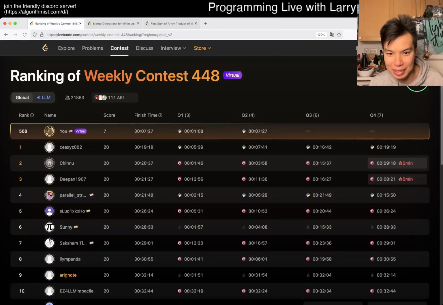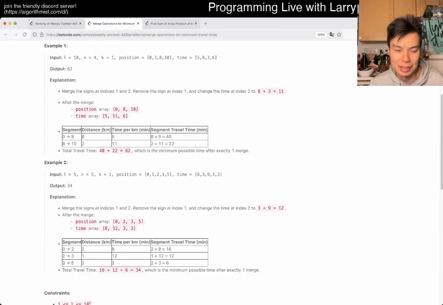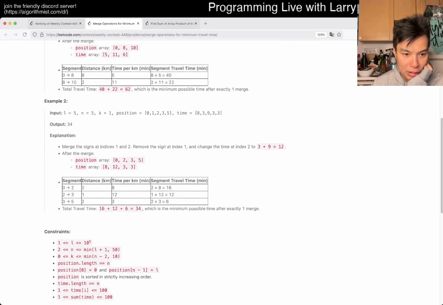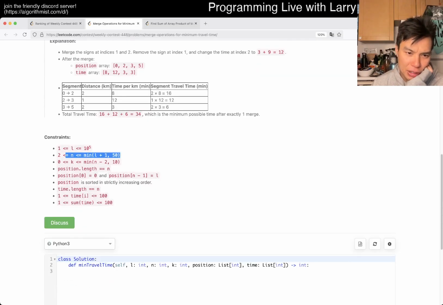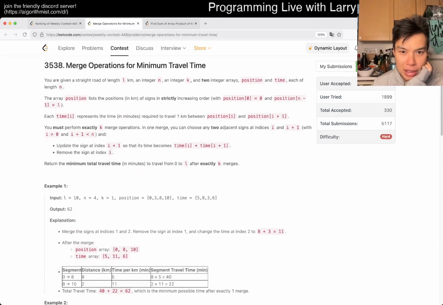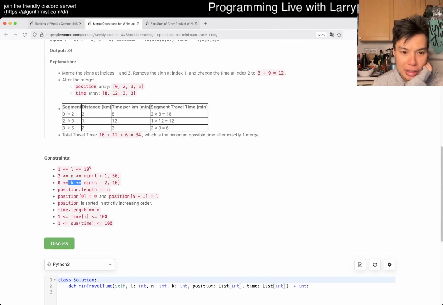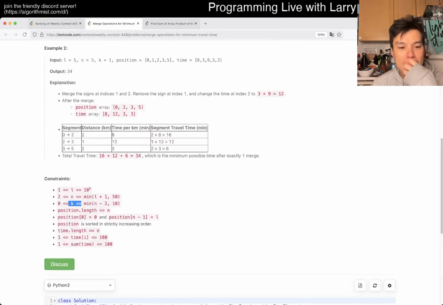How am I doing on this anyway? I didn't really look at the time, I just look at Q2 time because I don't want to cheat too much mentally. Okay, N is 50 is interesting, K is 50. So what's N again? N is the number of signs, okay? K is the number of merges.